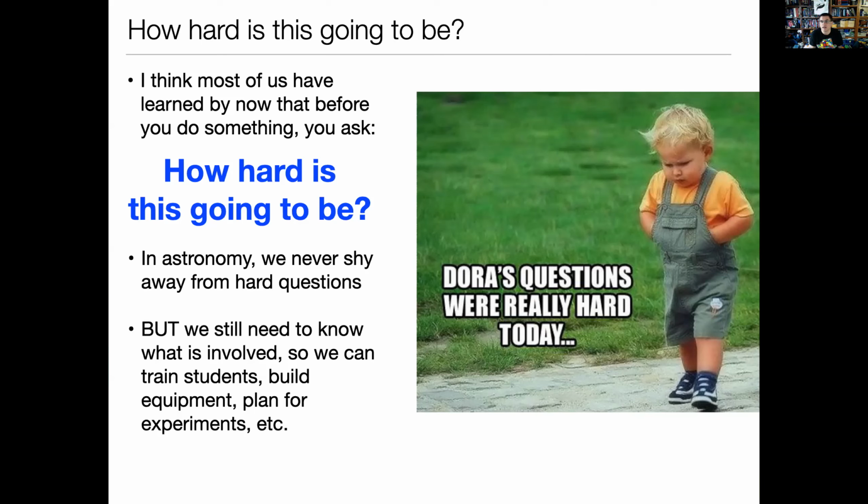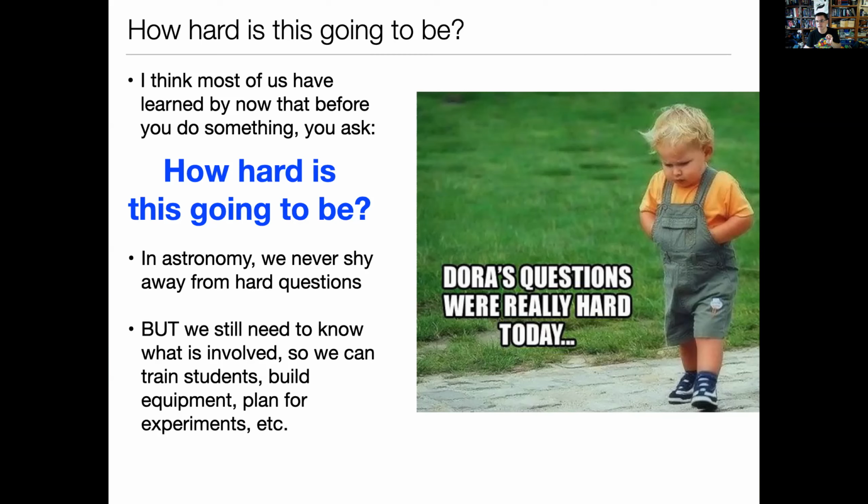We need to know what kind of equipment we're going to need. We need to figure out how long the experiment's going to have to run, how to plan for it, what kind of facilities we'll need. We need to basically decide, what do we have to learn before we can answer the question we're going to answer. So scientists always ask this question no matter what, even though we may very happily pursue a question that may be impossible to answer.